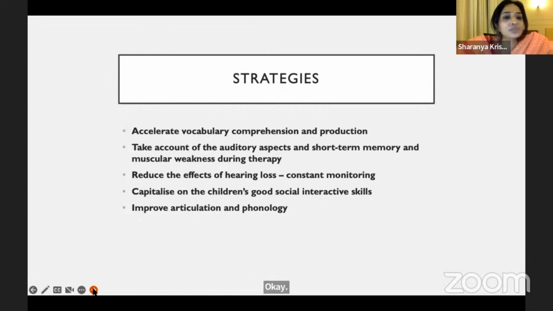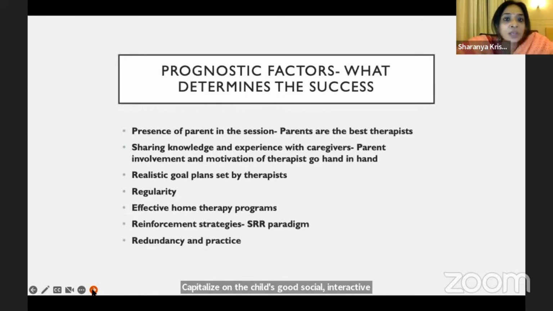So what are the strategies? You have to accelerate vocabulary comprehension and production. Take into account the auditory aspects, short-term memory, and muscular weakness during therapy. Always keep that in mind. Reduce the effects of hearing loss by monitoring them constantly. Capitalize on the child's good social interactive skills. Improve articulation and phonology.